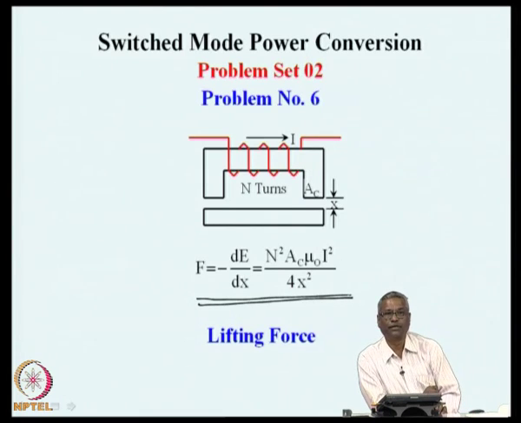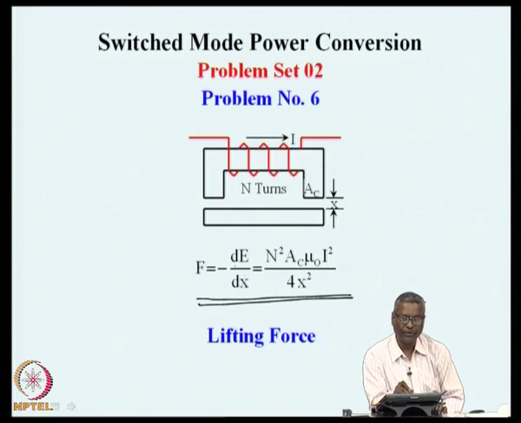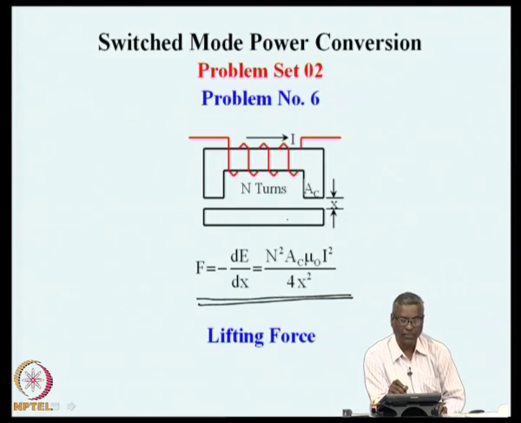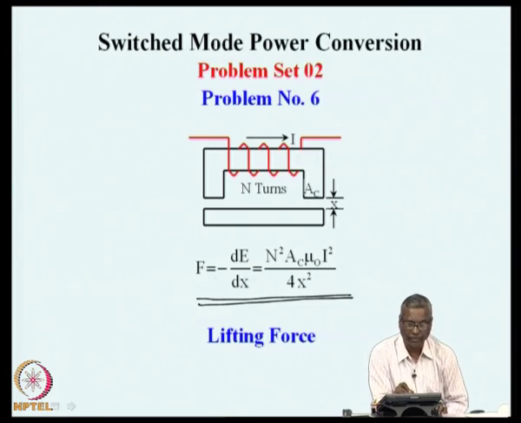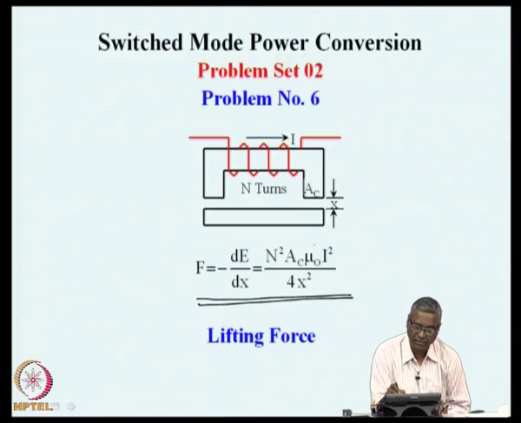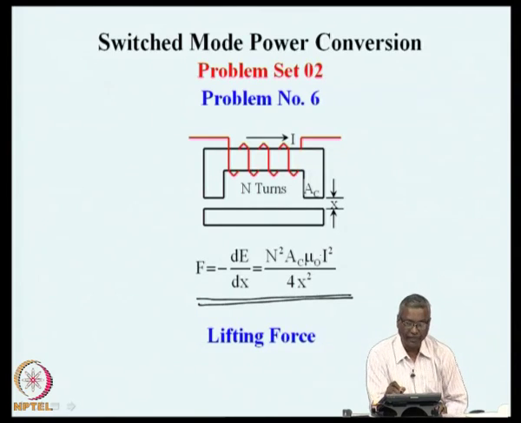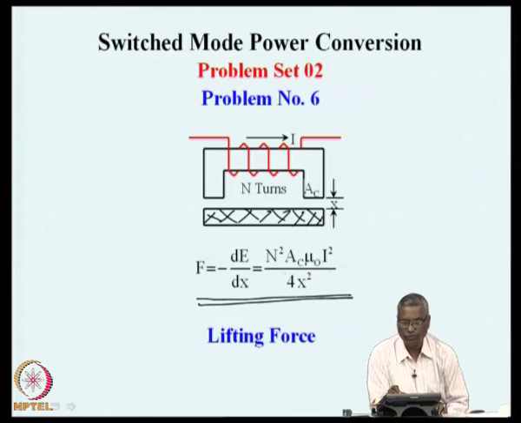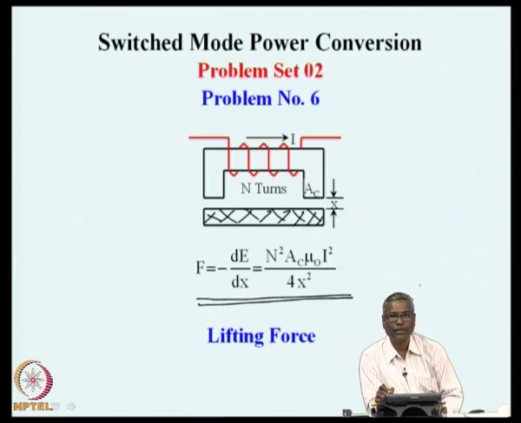the force exerted is the rate of change of stored energy. This can be proved very simply because of the conservation of energy. If the stored energy changes, that is because of the force that is applied and the distance moved. So, F into dx is dE, or F is dE by dx, and this expression is the lifting force. The load of the magnet is lifted up with a force which is equal to this quantity.